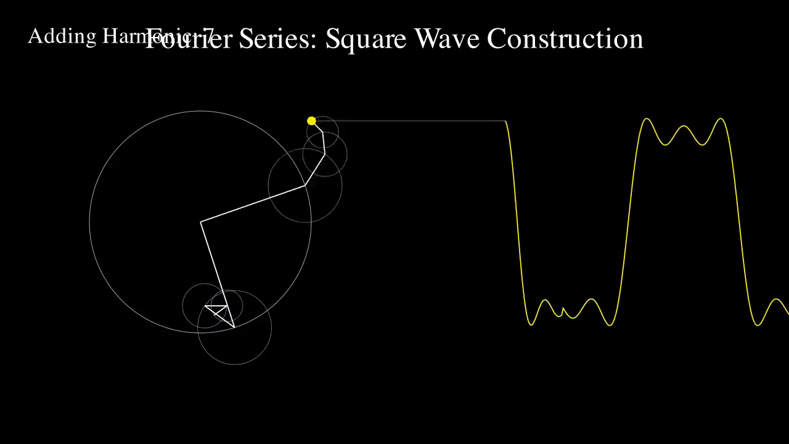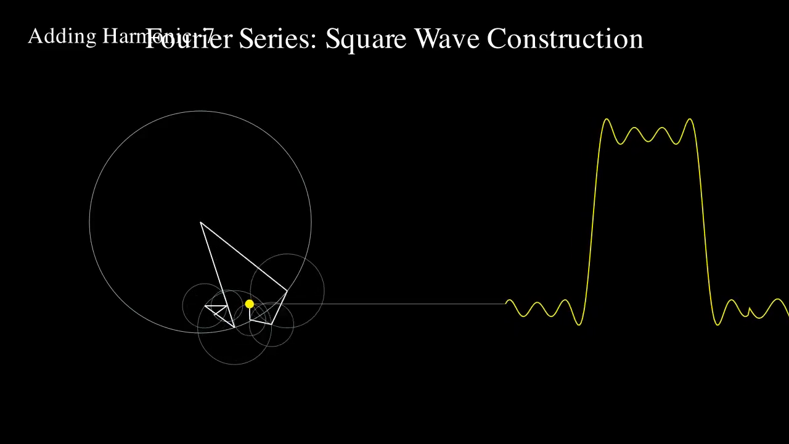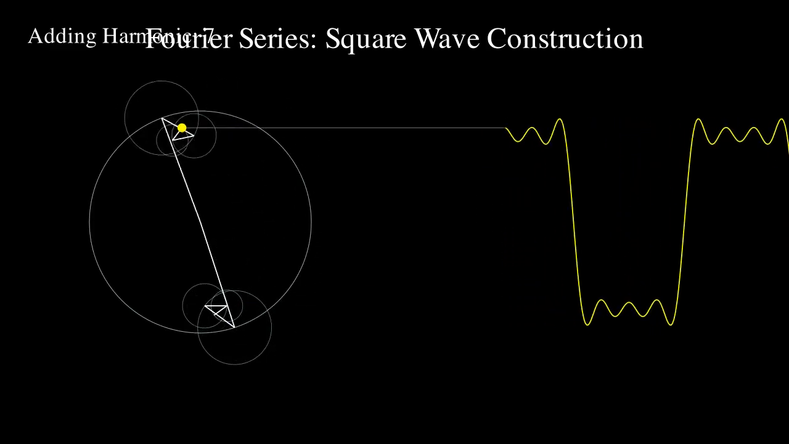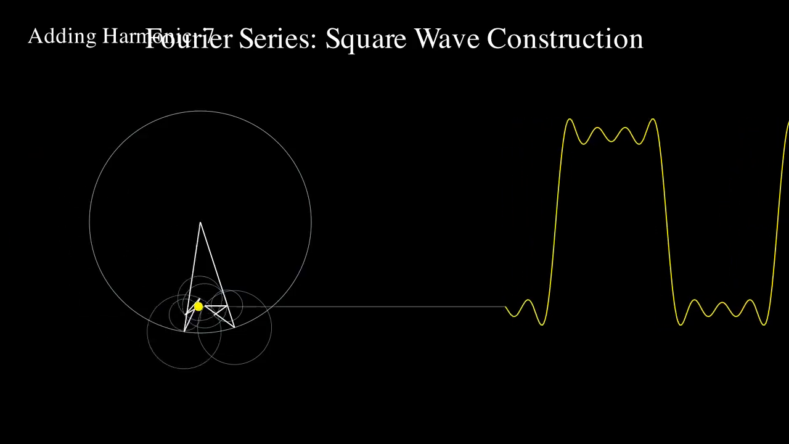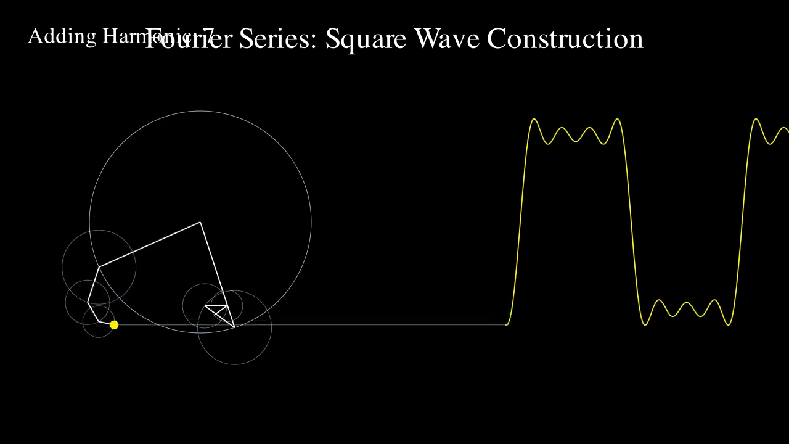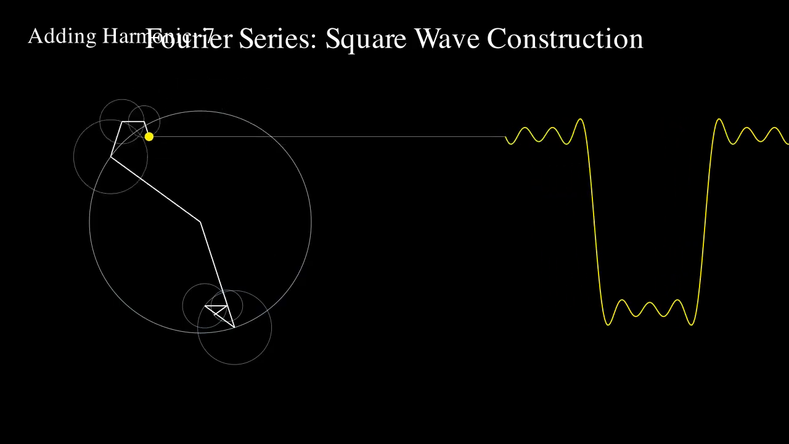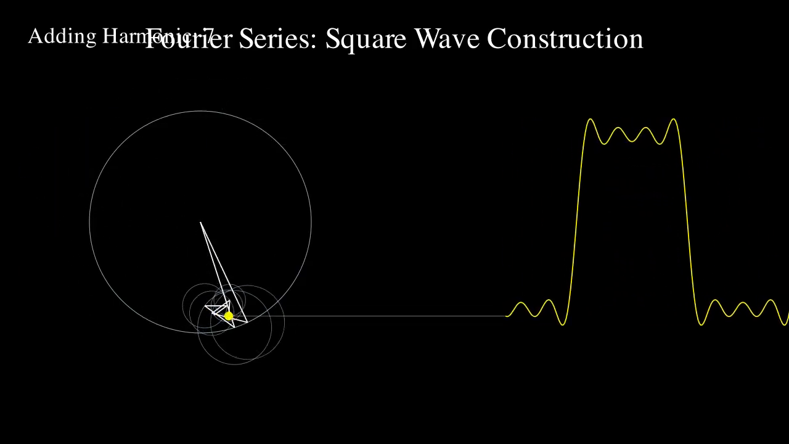We continue the pattern by adding the seventh harmonic. 1/7 the radius, 7 times the speed. At this stage, the combined motion of the circles is becoming quite intricate. The tip of the vector chain is now tracing a path that hugs the outline of a square much more tightly.